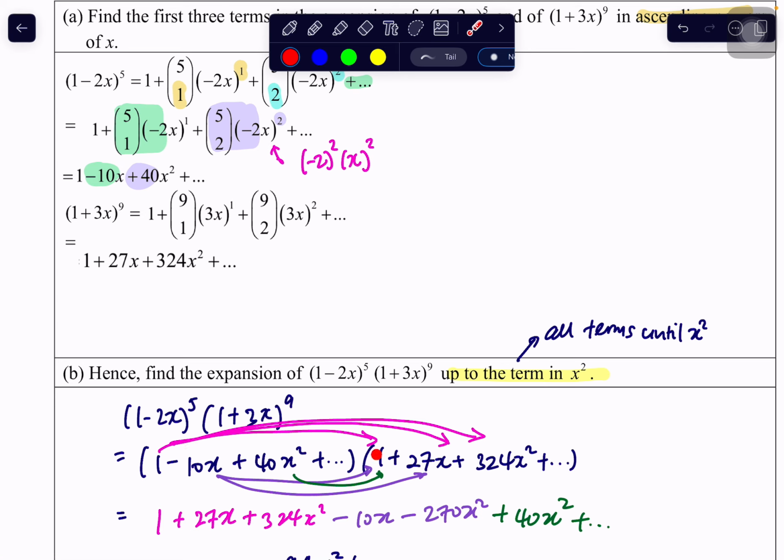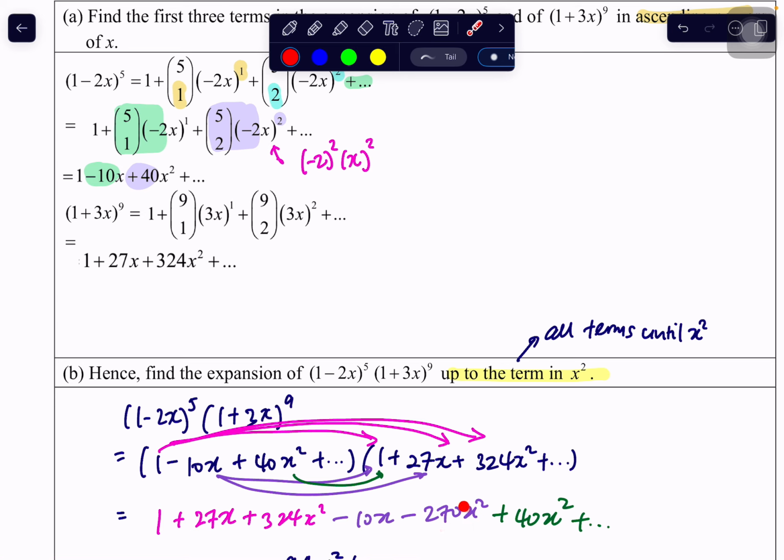1 multiplied by 1 is 1. 1 multiplied by 27x is positive 27x. 1 multiplied by positive 324x^2 is positive 324x^2. I'm using pink color to show that this is the expansion for the pink arrows. Next, moving on to the second term, minus 10x, using purple arrows. Minus 10x multiplied by 1 gives you minus 10x. Minus 10x multiplied by 27x gives you negative 270x^2.